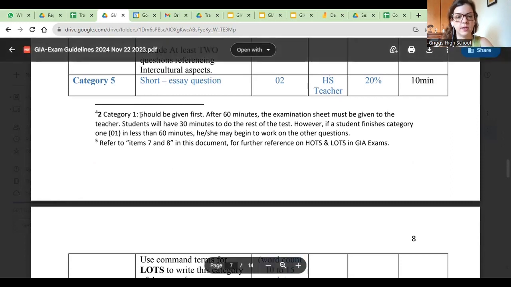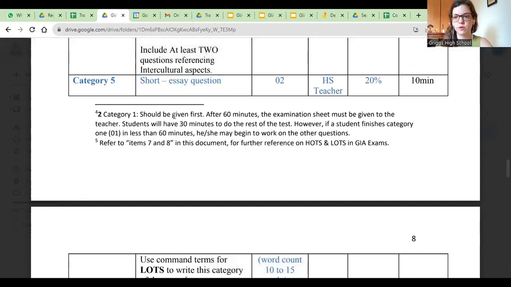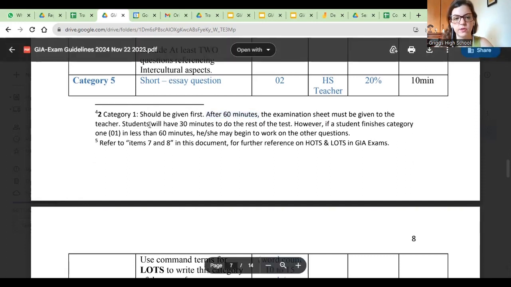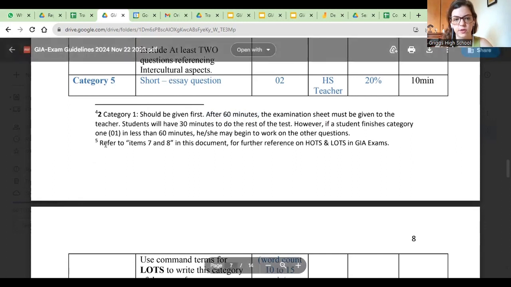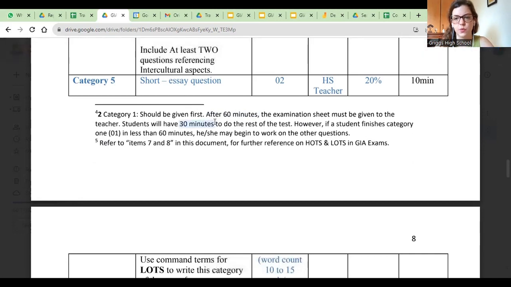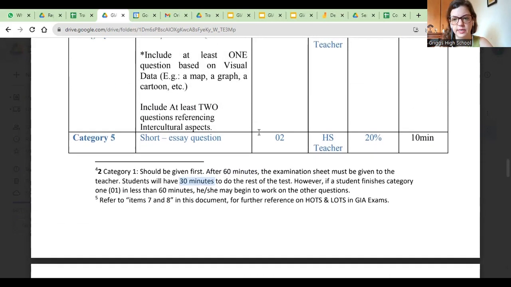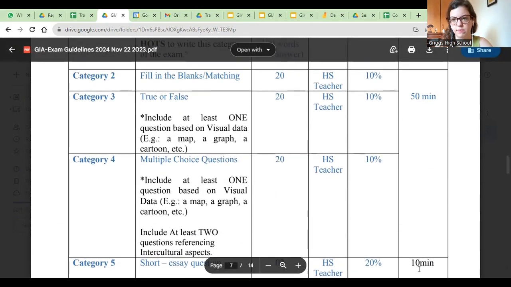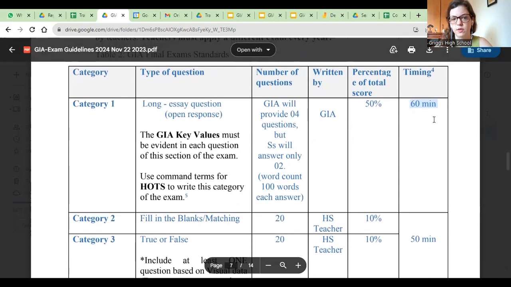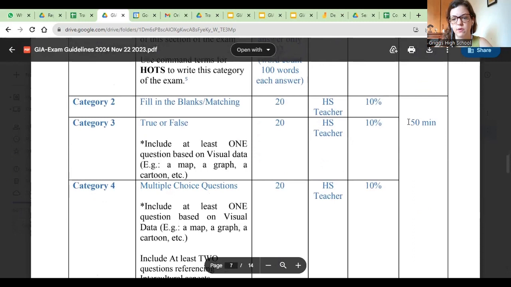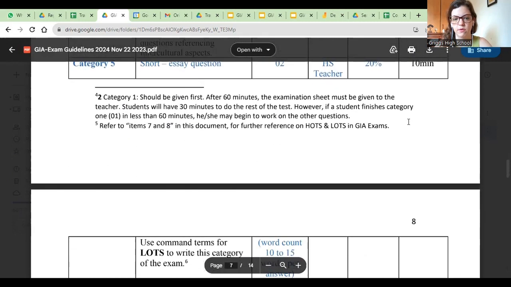And about this, yeah, category 1 is given first, alone, separately, and they have 1 hour. Students will have 30 minutes to do the rest of the test. Yeah, this 30 minutes is wrong. This is a mistake because it's 50 minutes plus 10. So they have 2 hours. Okay, 1 hour for category 1, and then 1 hour for the remaining categories.